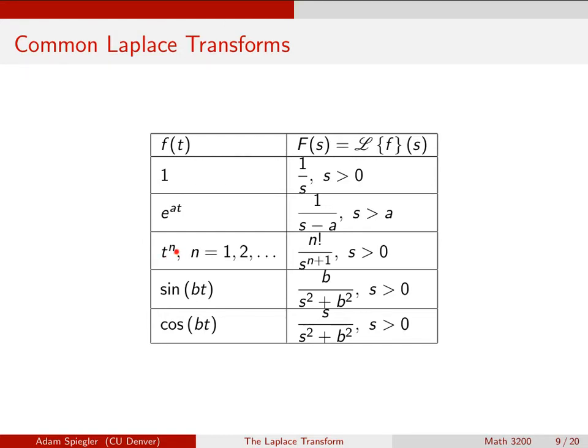And for power functions, where the power is a positive integer, we did the example when n was equal to 1, but for higher powers, it would follow pretty similarly. You just need to do more iterations of integration by parts, but you could derive the formula that the Laplace transform of t to the n is going to equal n factorial divided by s to the n plus 1 power.